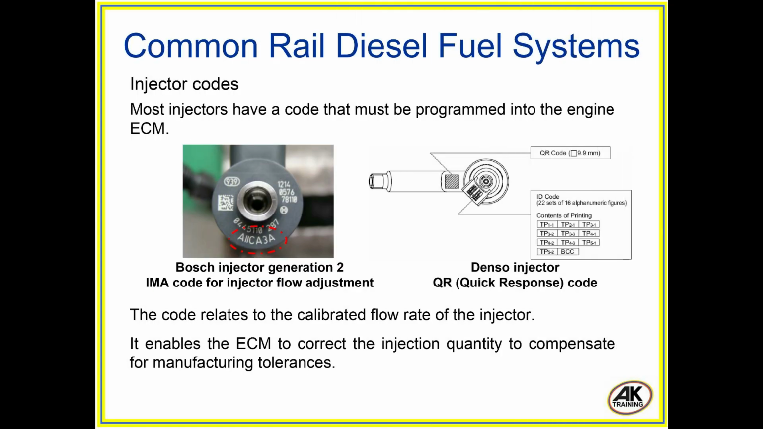Injector codes. Most injectors have a code that must be programmed into the engine ECM. The code relates to the calibrated flow rate of the injector. It enables the ECM to correct the injection quantity to compensate for manufacturing tolerances.